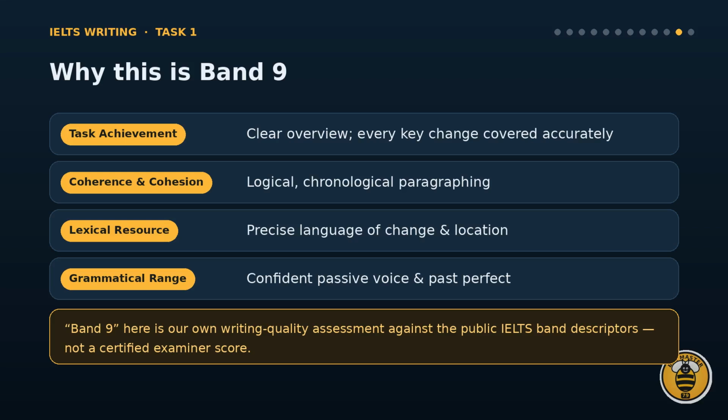One honest note. Band 9 here is our own writing quality assessment against the public IELTS descriptors, not a certified examiner score.